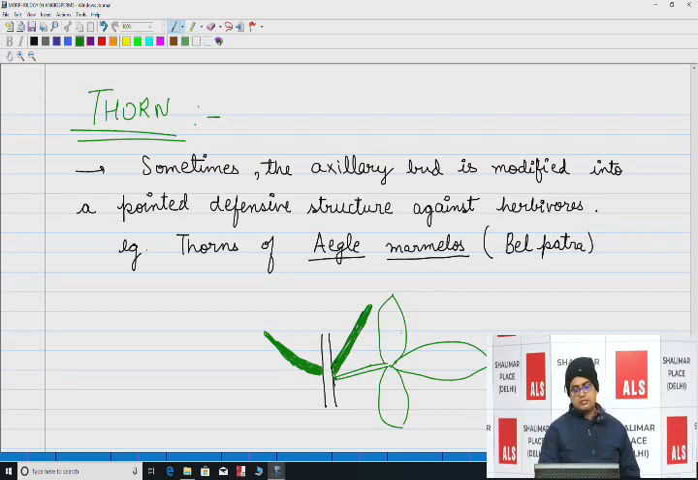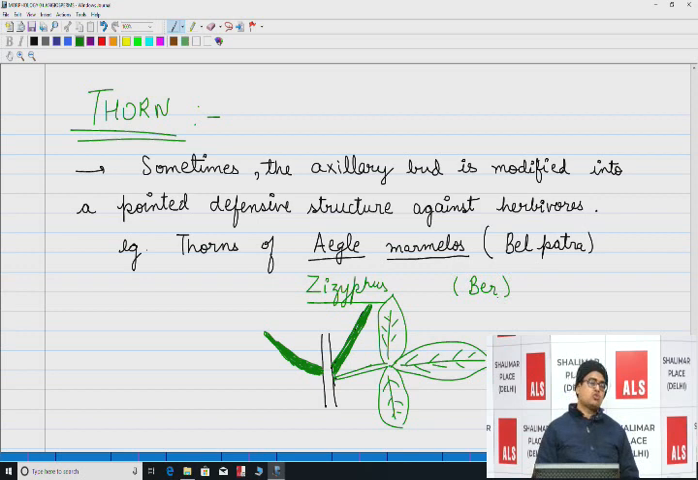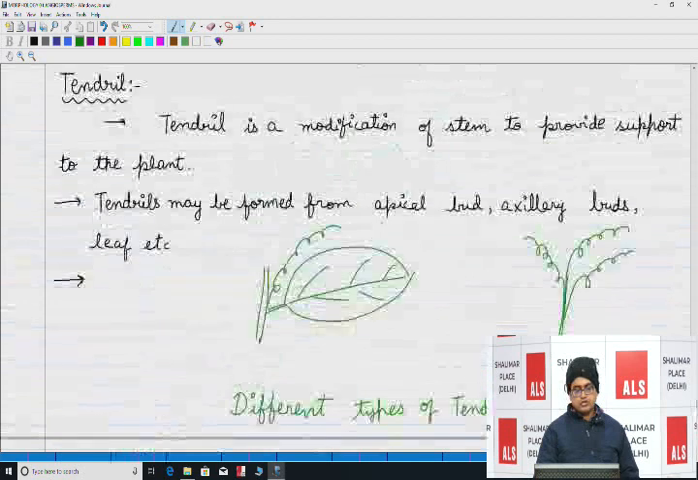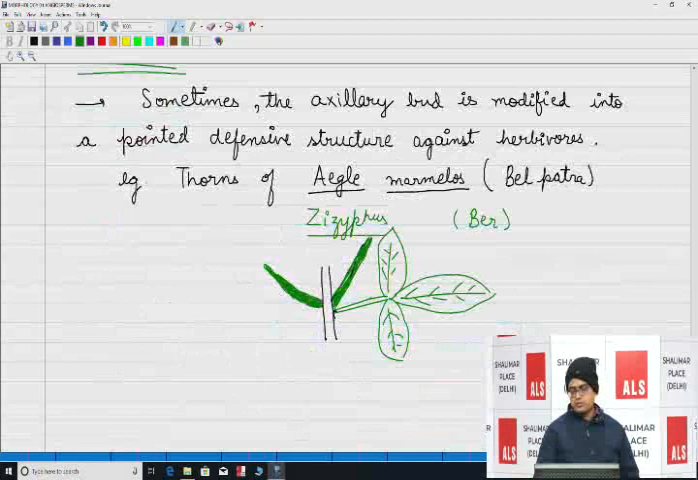There is one more plant in which you have to remember that thorns are present. Have you plucked ber? Yeah, ber that is there. Ziziphus. Ziziphus, ber also has thorns. These thorns protect against herbivores. Okay? So basically it's a defensive structure. So thorn is also done now. Tendril, thorn. Let us move on to the next part.